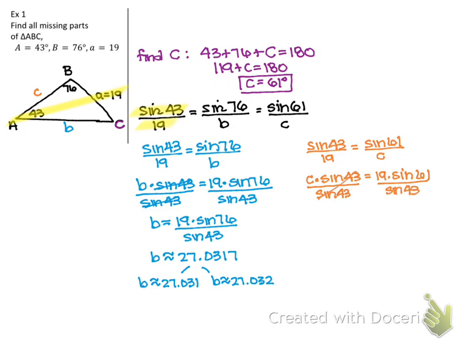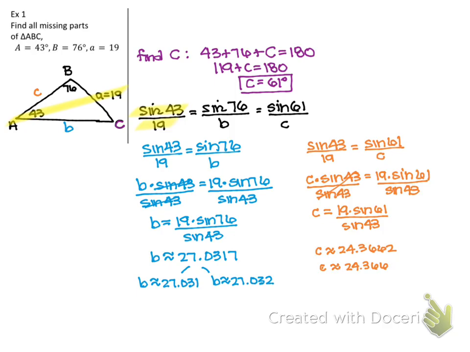Those cancel. So I'm going to get the exact value for C is 19 times sine 61 all over sine 43, but the approximation is going to give me 24.3662. And it doesn't matter if you round or truncate here. The C is going to be 24.366.